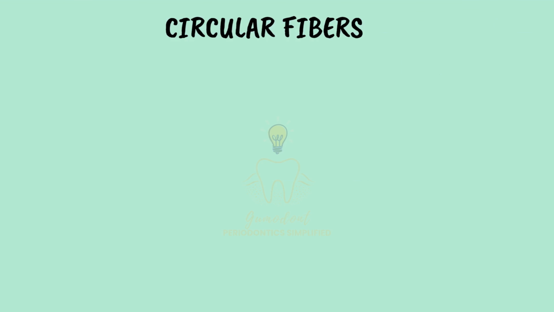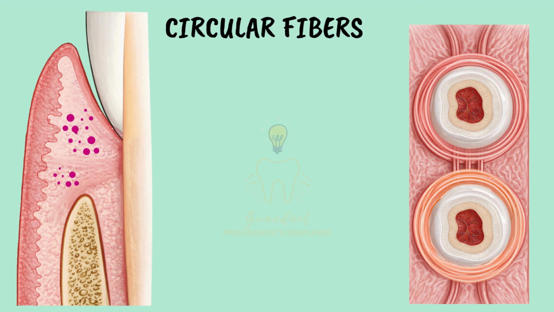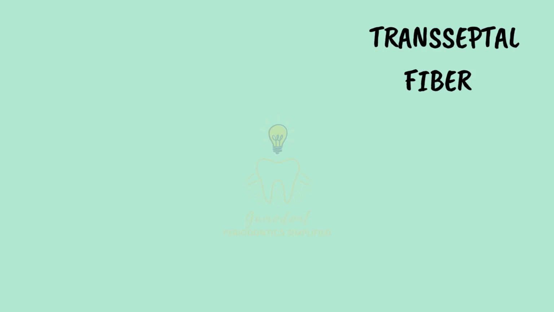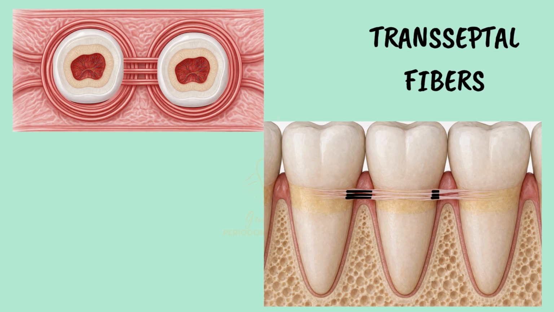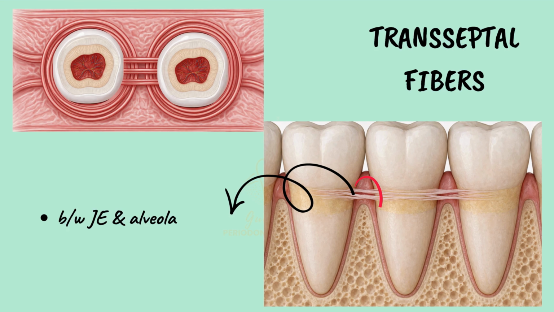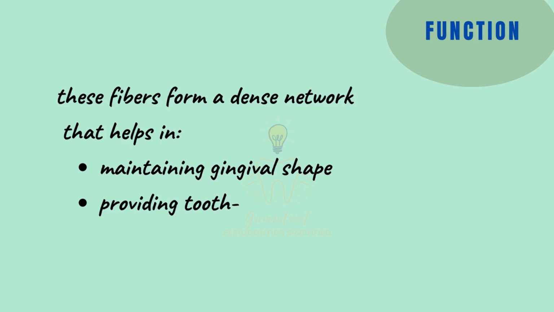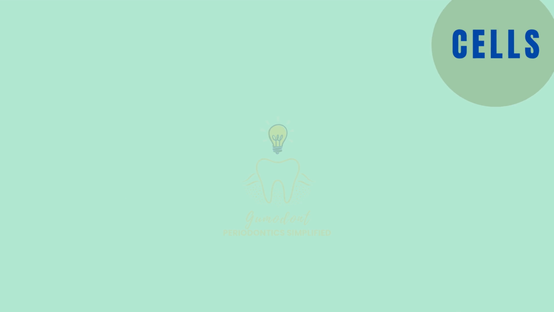Next, the circular fibers. These run within the connective tissue and encircle the tooth like a ring. They help in maintaining the contour of the marginal gingiva. Finally, the transseptal fibers. These are located in the interproximal area and run horizontally from the cementum of one tooth to the adjacent tooth. They lie between the junctional epithelium and interdental bone and are sometimes considered part of the periodontal ligament fiber system. So overall, these fibers form a dense network and maintain the shape of gingiva, providing tooth-to-gingival attachment and connecting adjacent teeth and alveolar bone.